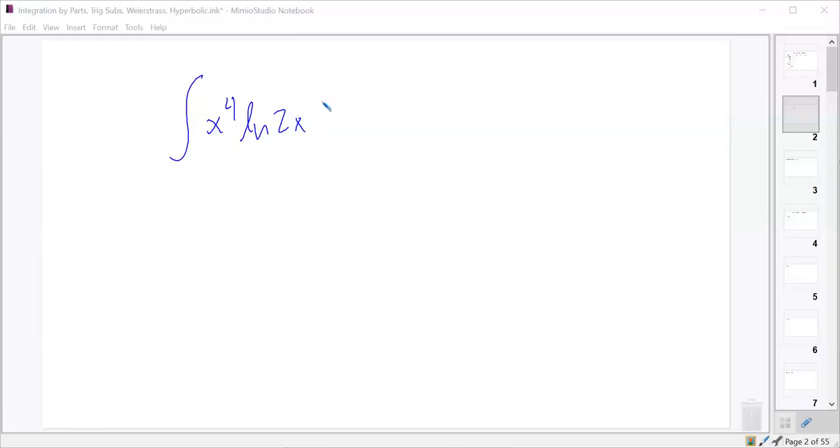So the integral of x to the fourth natural log of 2x dx. Yeah, Adrian, it looks like one that you could be using tabular integration for. Differentiating x to the fourth down to 0 is pretty straightforward, but integrating natural log of 2x over and over enough times to differentiate x to the fourth down to 0 is a little bit of a pain. And so that's probably not the best way to go, because that's a lot of painful anti-differentiation.